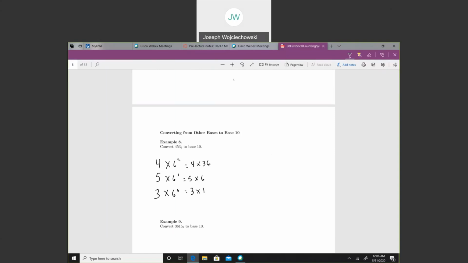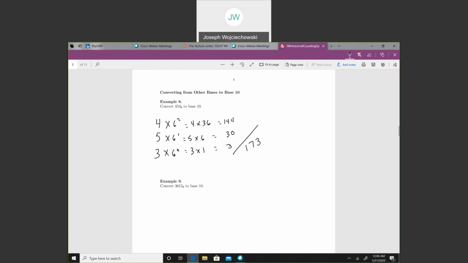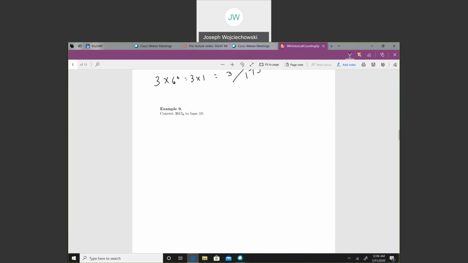4 times 36 is 144. 5 times 6 is 30. 3 times 1 is 3. 173. Now, if it's a base 10 number, of course, you don't have to put the base. Any other base you do, otherwise it's assumed it's base 10.